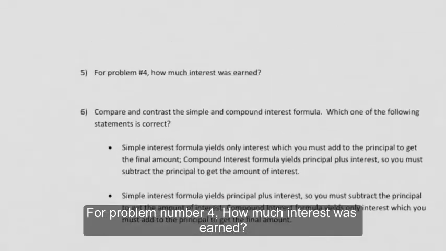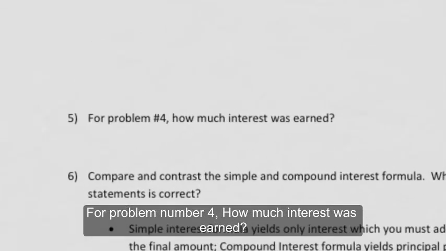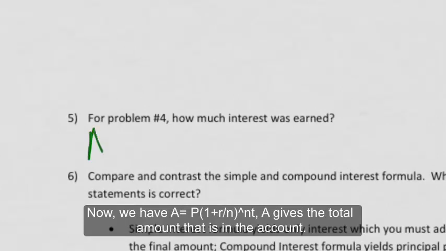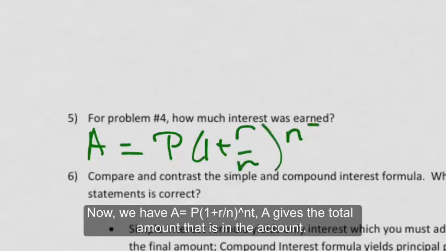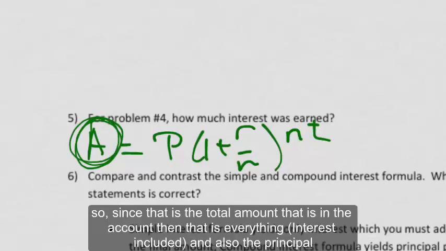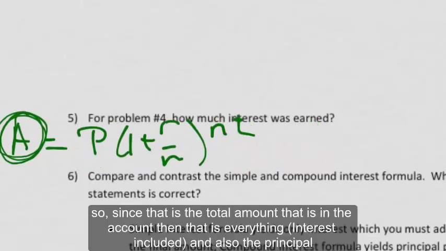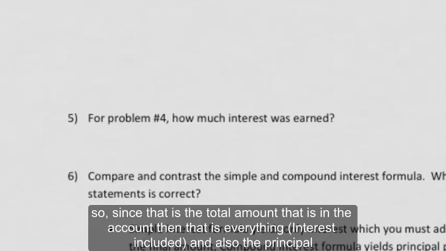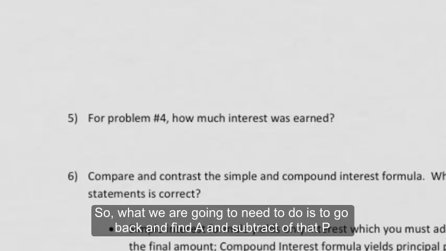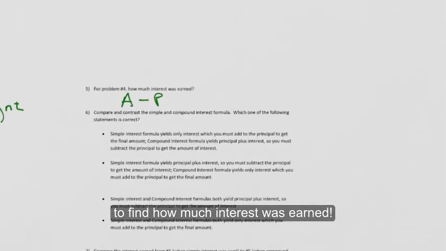Problem number 4, how much interest was earned? Now, when we have the A equals, and then all of the rest of that, so the P and then 1 plus R over N, all raised to the NT power, then this gives me the total amount that's in the account. So since that's the total amount that's in the account, then that's everything, the interest included, and also the principal. So what we're going to need to do is go back and find the A and then subtract off that P, just to find how much interest was there.